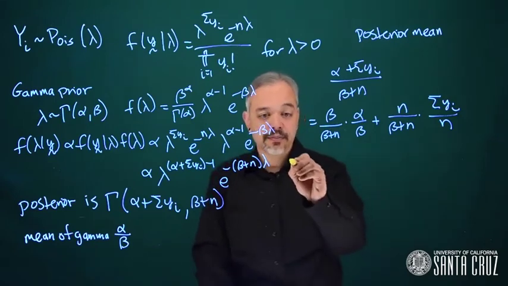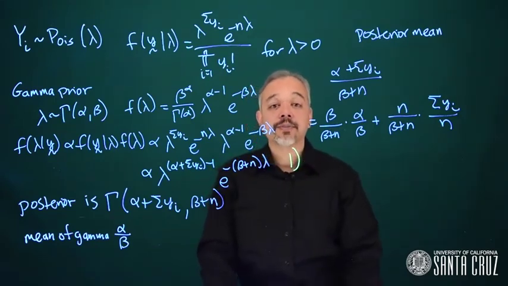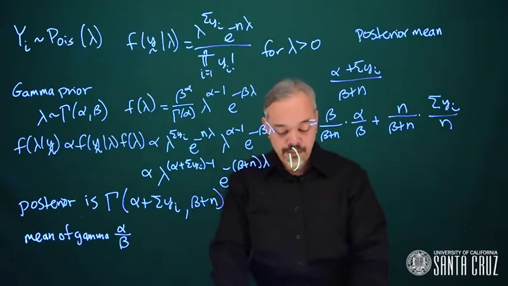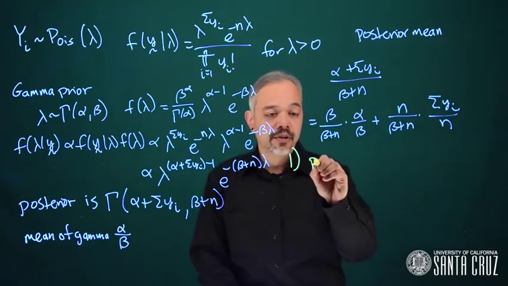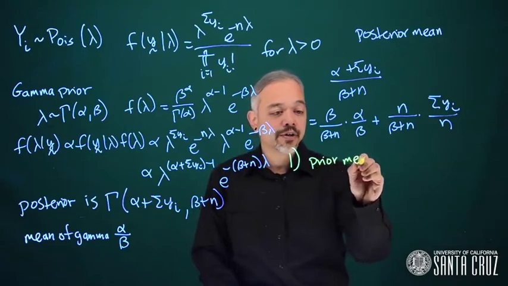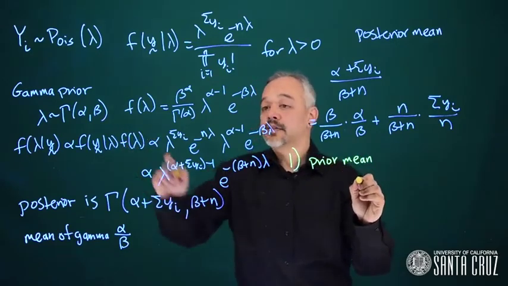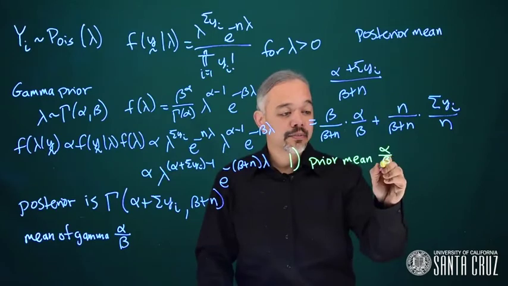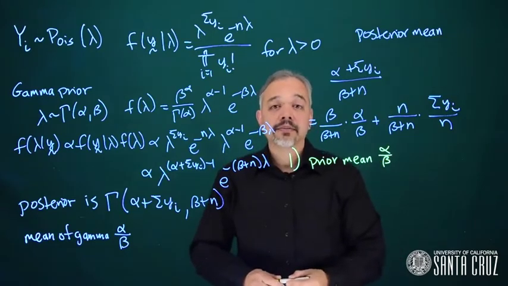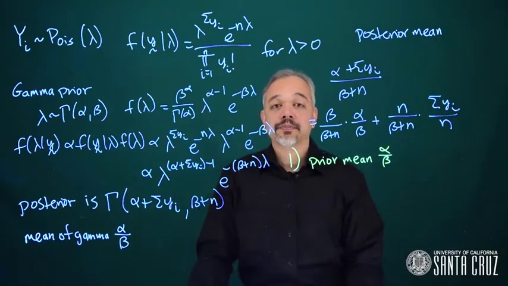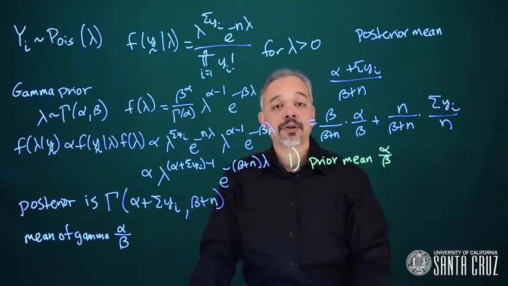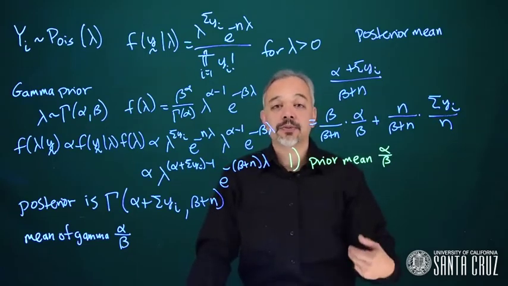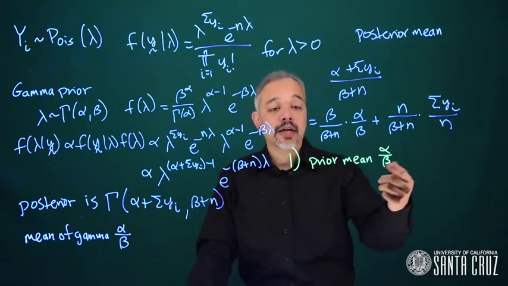Under the first strategy, we want to include information into our prior based on our personal knowledge. We can start by thinking about what the prior mean is. The prior mean in this case is alpha over beta. And so we can think, what do we think our prior mean is for the number of chips per cookie? What do we think the number of chips per cookie on average is? That would be our prior mean.